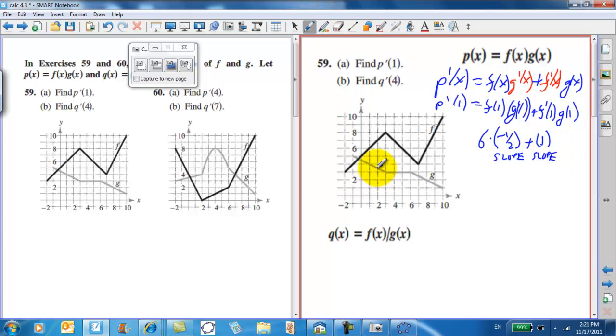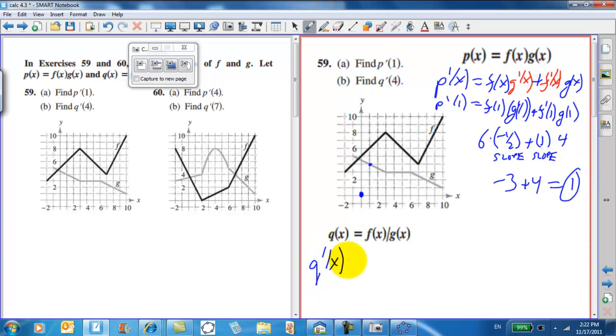And g of 1, we put 1 into here. Let's get our axes on here. There's the x-axis, there's the y, here's the origin. Let's just get my bearings here with the origin. There you go. G of 1 looks like exactly, if this is 6, 5, 4. Yeah. G of 1 equals 4. So we get negative 3 plus 4 equals 1.